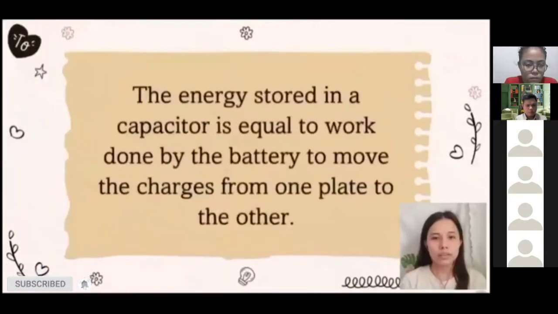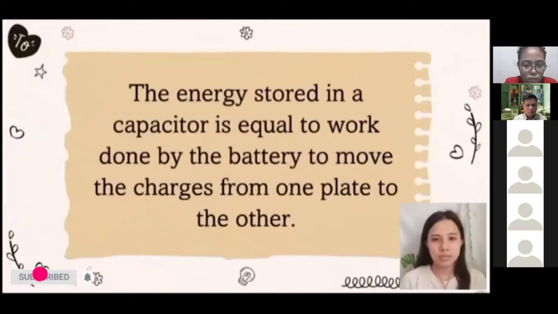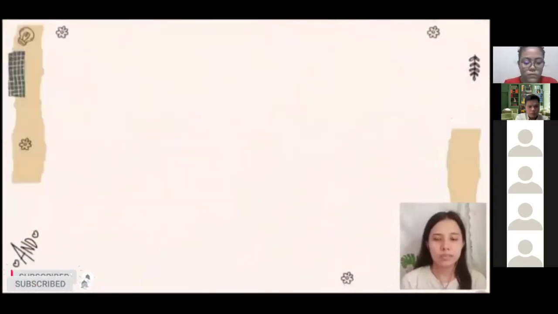Energy stored in a capacitor. The energy stored in a capacitor is equal to the work done by the battery to move the charges from one plate to the other. In short, the energy stored in a capacitor is the work required to charge the capacitor. The energy is stored in the electric field between the plates.